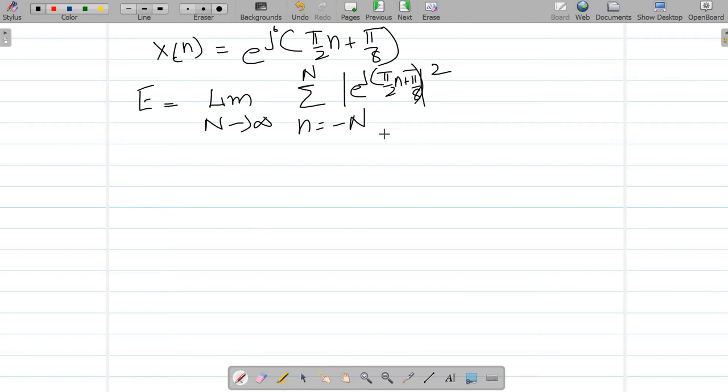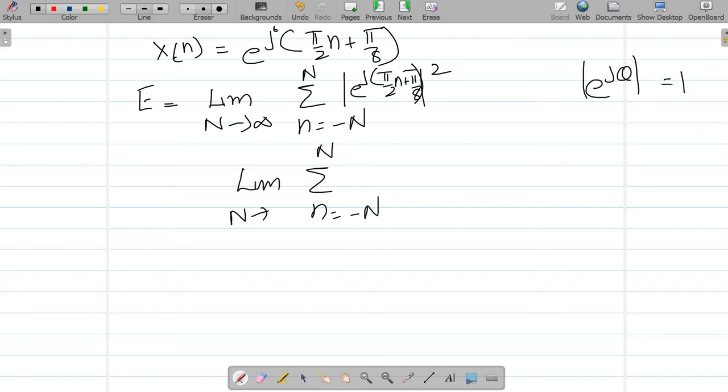So this quantity will become 1. So e to the power of j theta, if I take the magnitude of this, it will be 1. So it will be the sum from minus N to plus N, limit N tending to infinity, of 1. So this will be 2N plus 1. And if I apply the limit, this one will become infinity. So it is not an energy signal.